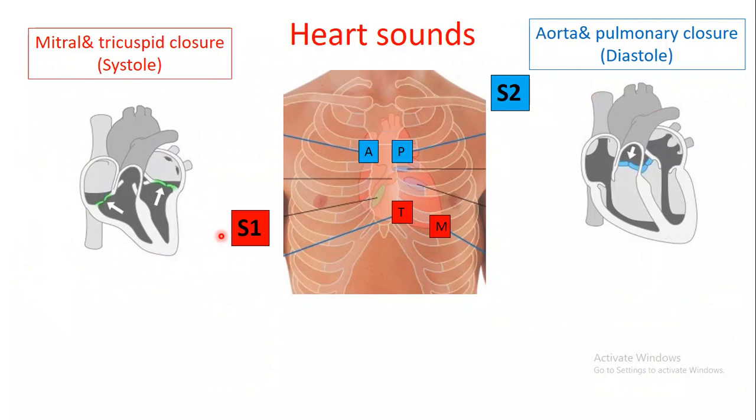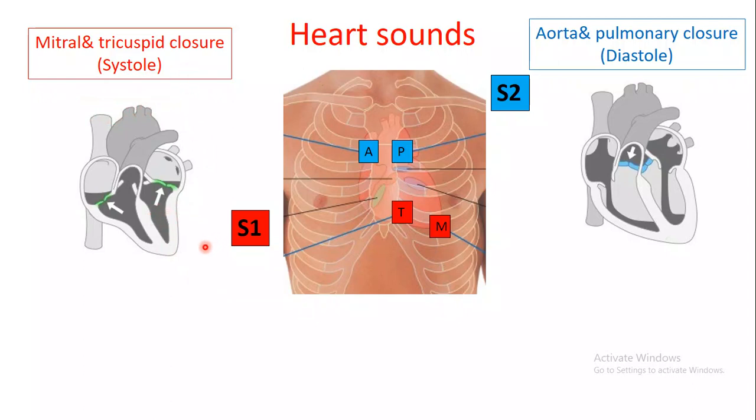So back to the first thing, which is heart sound. As we just said, we have the first heart sound that we comment on over the origin of this sound, which is mitral and tricuspid closure. So we are commenting on the first heart sound at the apex of the heart, mitral area, and at the left sternal edge over the tricuspid area. This is where we comment on the first heart sound. The first heart sound, as we said, is caused by closure of the mitral and tricuspid valve during systole.